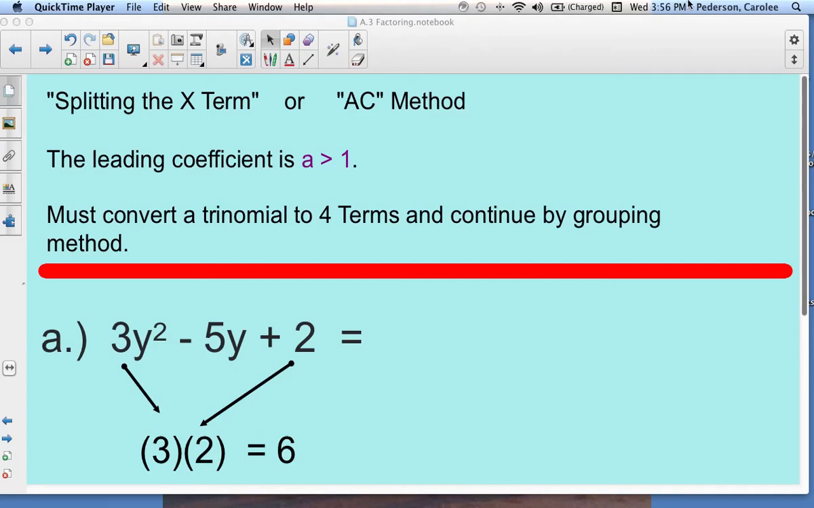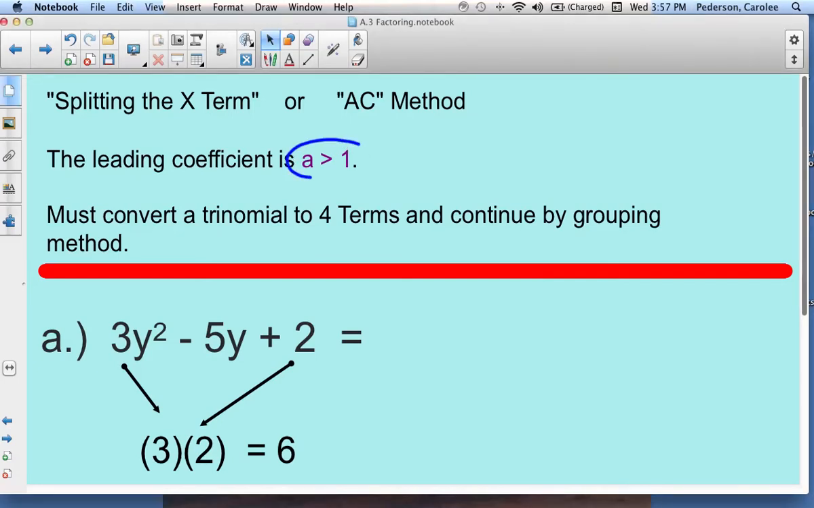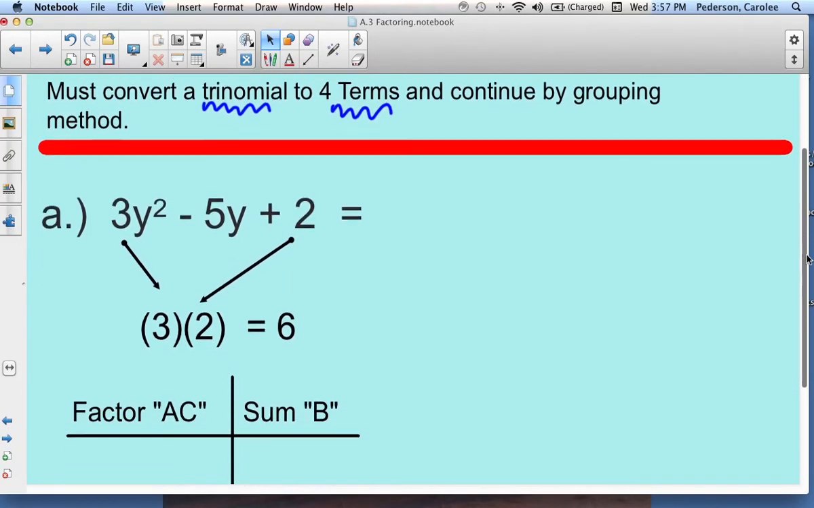Here's a video on factoring using the AC method. We use the AC method in a trinomial when our leading coefficient is not 1, so it's going to be greater than 1. The process that we go through is we convert a trinomial, so 3 terms, to 4 terms. And we do this by finishing up with what we call the grouping method. So let's go down to our first example.